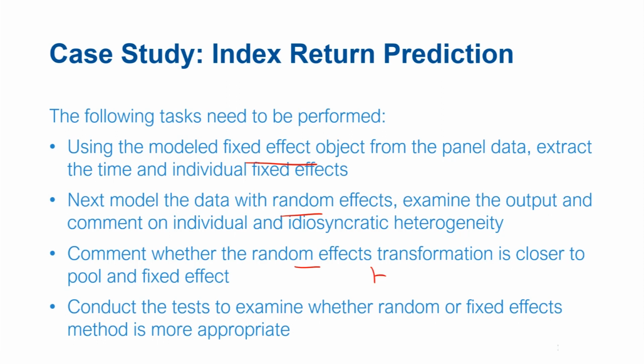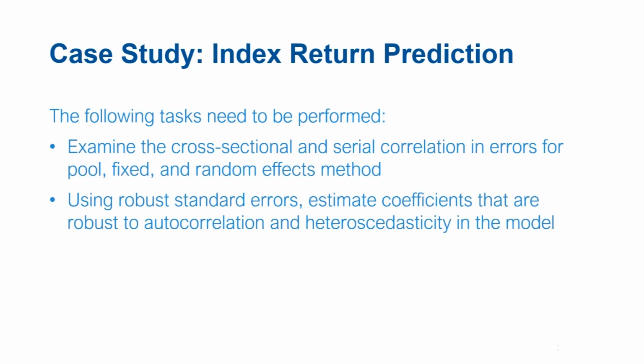If you recall, when lambda equals 1, then it is closer to fixed, or lambda equals 0, then it is closer to the pooled model. We'll also conduct tests such as Hausman test to examine whether random or fixed effect model is more appropriate. Lastly, we'll examine the cross-sectional and serial correlation in errors for different models such as pool, fixed effect and random effects model. And then we'll also examine the homoscedasticity and heteroscedasticity related issues in the errors.